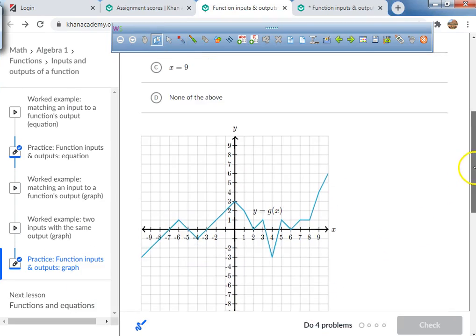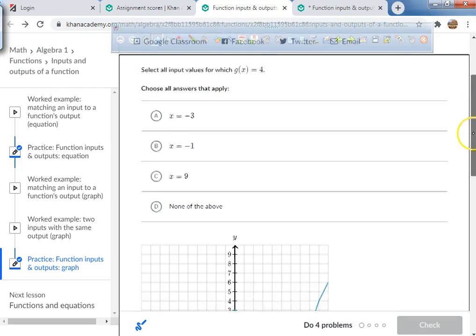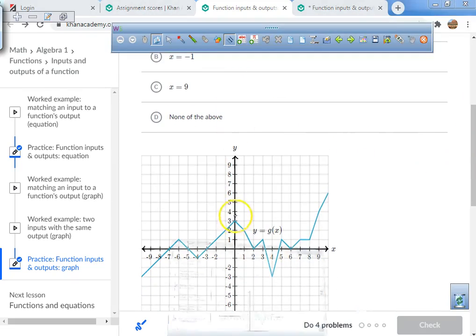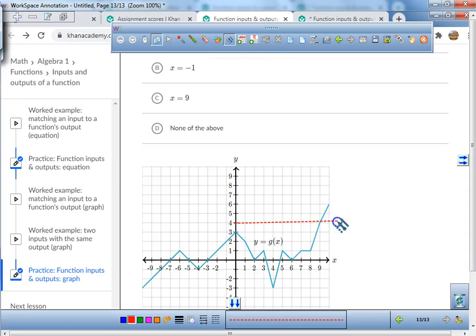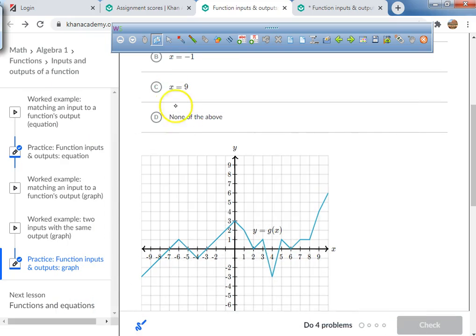So on this one, let's see what they ask. It says, select all input values for which g of x is equal to 4. So here's what I need you guys to understand. When it says g of x equals 4, it's literally asking you where the y value is equal to 4. So there's my line. This is where g of x equals 4. Right there. What is the only input? 9. 9 is the only value where it's equal to a 4. So I know my answer is going to be 9, and that's going to be my only answer.